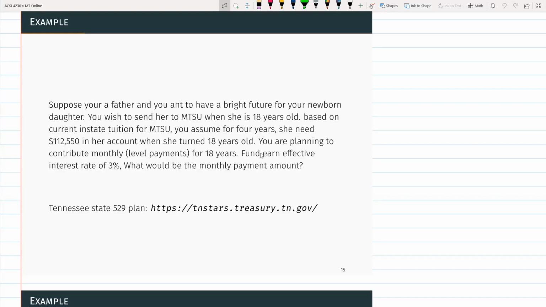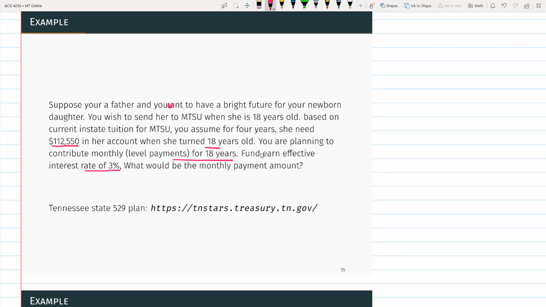So the question says, suppose you are a father and you want to have a bright future for your newborn daughter. You wish to send her to MTSU when she is 18 years old. Based on current tuition for MTSU, you assume for 4 years she needs this much in her account when she turns 18 years old. You're planning to contribute monthly, level payments for 18 years, at an effective rate of 3%. What would be the monthly payment amount?